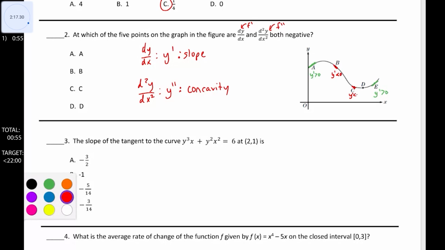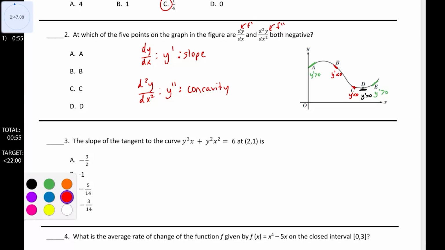Now, it's not super obvious if D is for sure going to have a horizontal tangent line, but it sure does look like it, so I'm going to go ahead and say that y prime is 0 there. So as far as them both being negative, we've already ruled out half of the points here. It's going to be either B or C, because those are the only two places where the first derivative is negative, but we also need to consider whether the second derivative is negative. Now, the second derivative is talking about concavity.